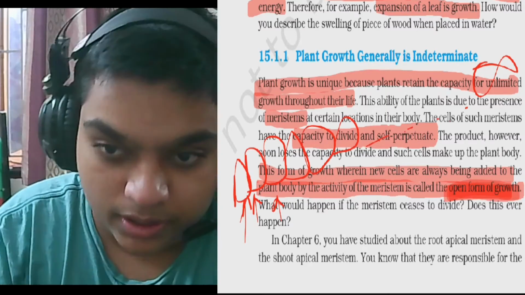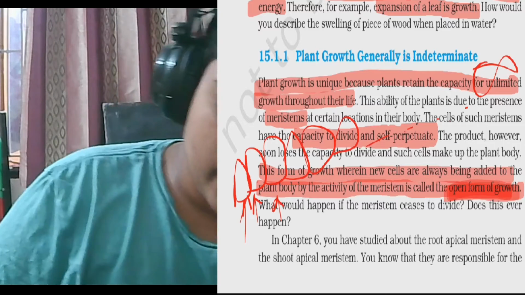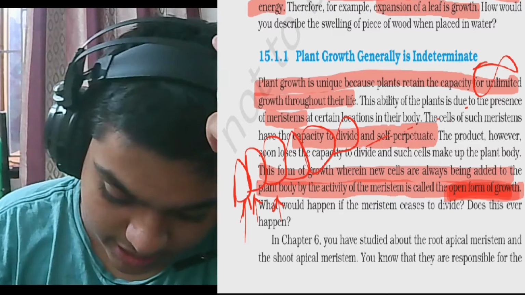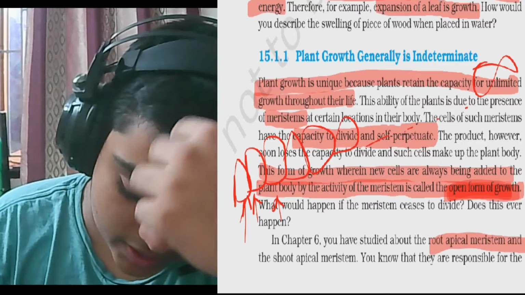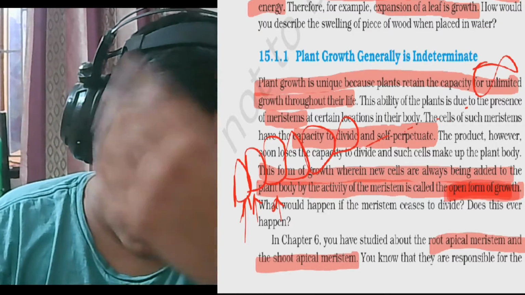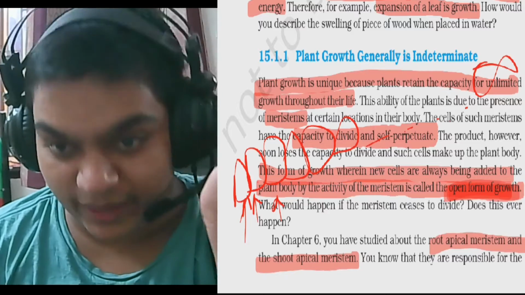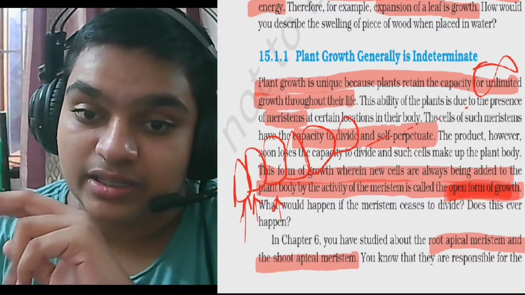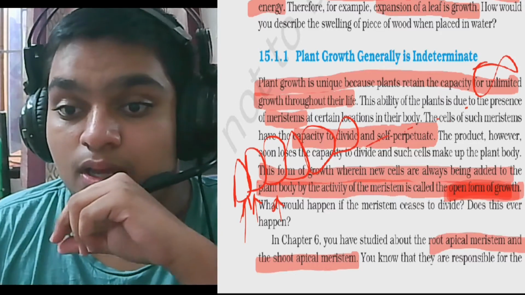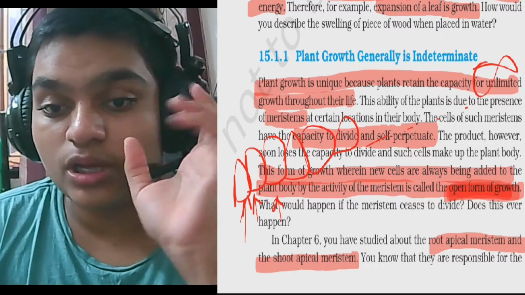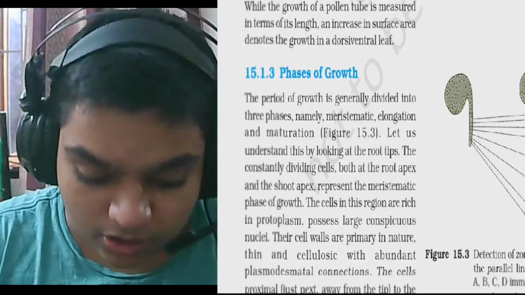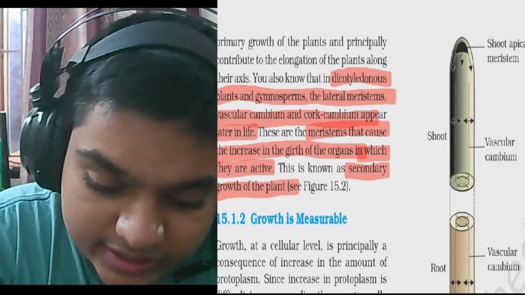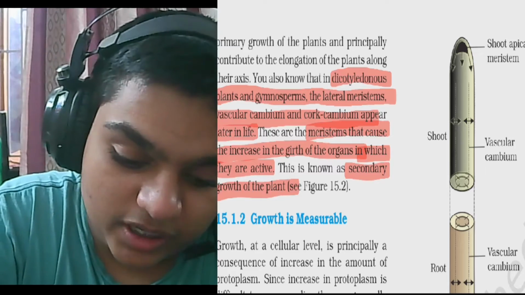Now let's see what these meristems are. We have already studied them. One, root apical meristem and shoot apical meristem. Why apical? They are present at the apex of the plant. Lateral meristems are present at the lateral sides of the plant. Now let us see what these root apical meristems and shoot apical meristems are.